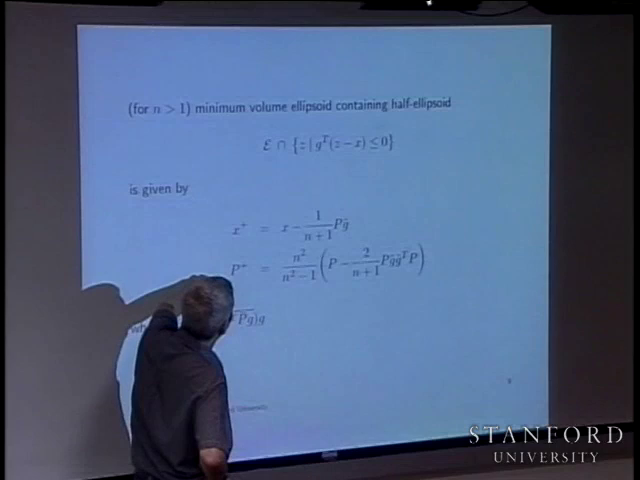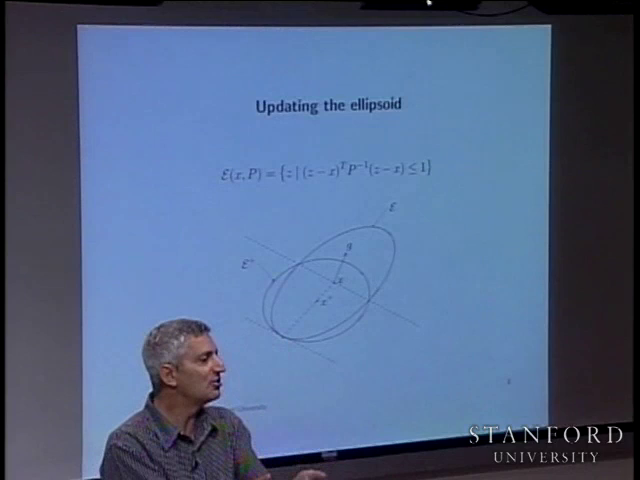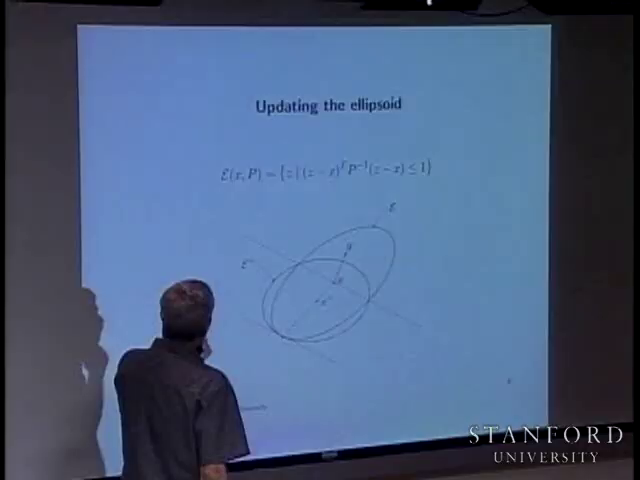Let me just say a little bit about what the data structure is that we're going to use to describe ellipsoids. There are lots of ways to describe them, by the way. At least I know three or four: image of a unit ball, inverse image of a unit ball, quadratic function. Lots of things. But we'll do it this way.